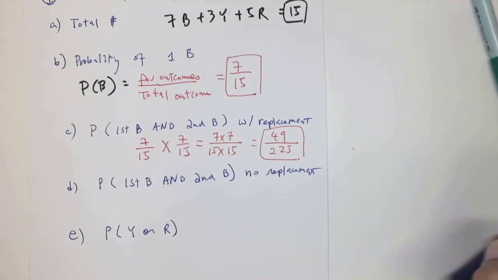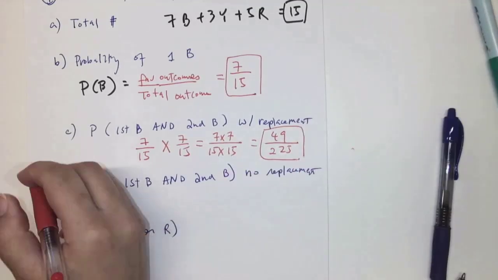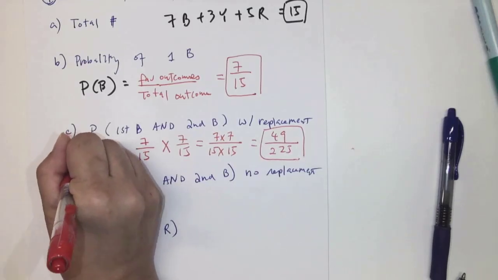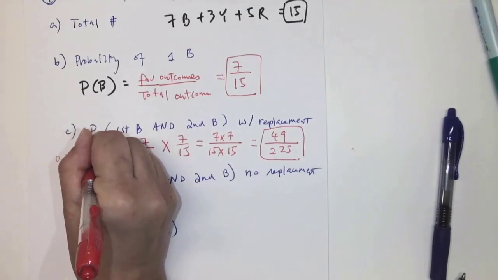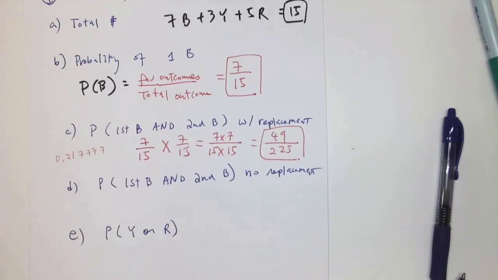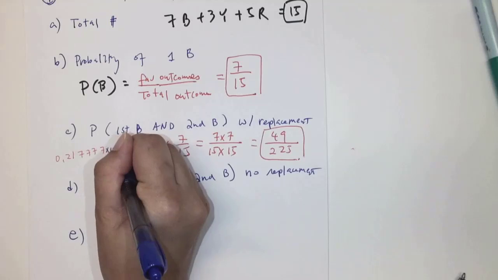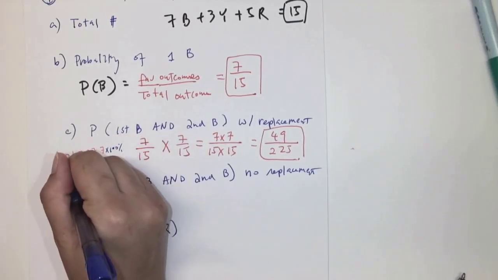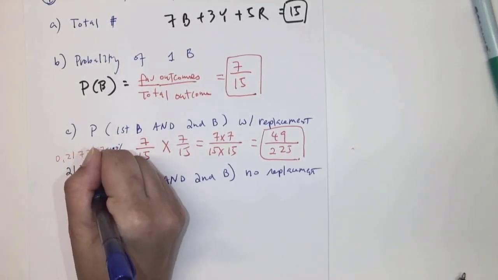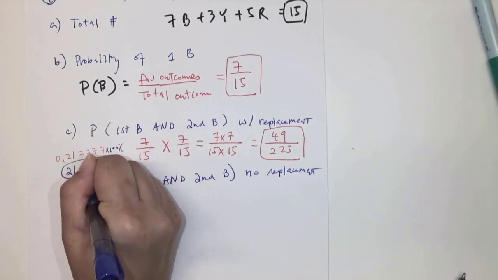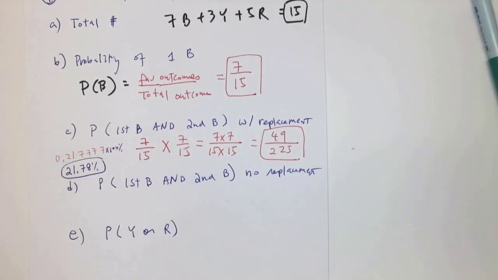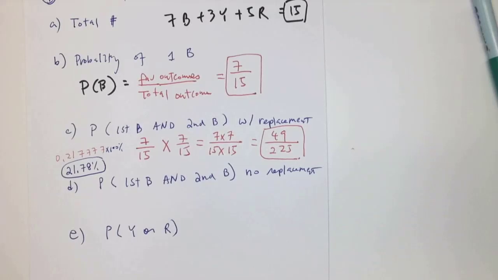Yeah, the decimal number is 0.21 and then 7 repeating, right? So if you need to turn that into a percentage, you can multiply by 100%, or you can move 2 decimal places. So it's going to be 21.78% if I want 2 decimal places, okay? Something like that.